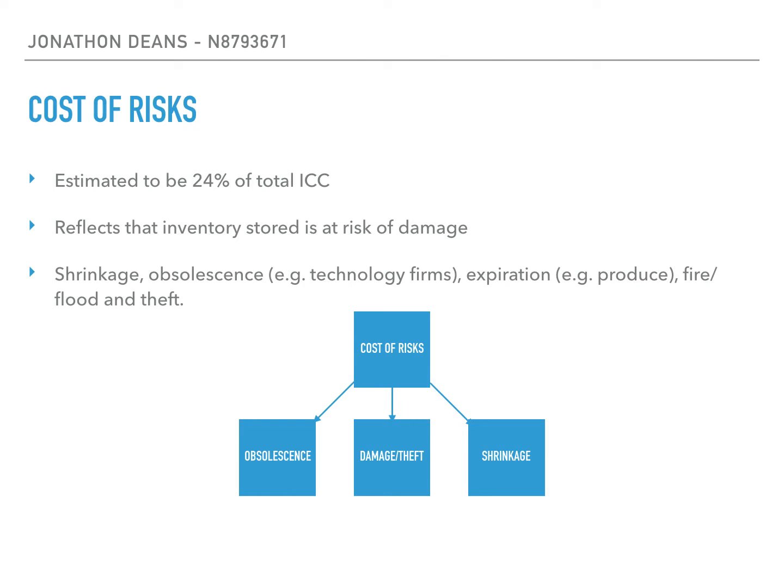The final component is known as the cost of risks. Inventory being stored is inevitably at risk, and this is a cost that firms should build into the carrying costs of a product. Risks may include shrinkage, inventory becoming obsolete or outdated, expiring before it can be sold, acts of God, and theft. This is a very real cost to businesses, estimated to account for approximately 24% of ICC.